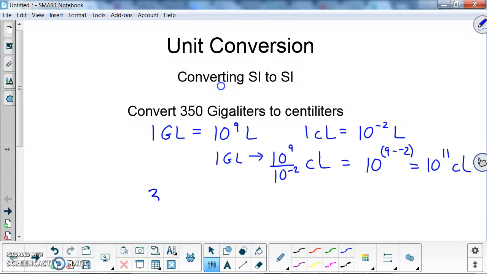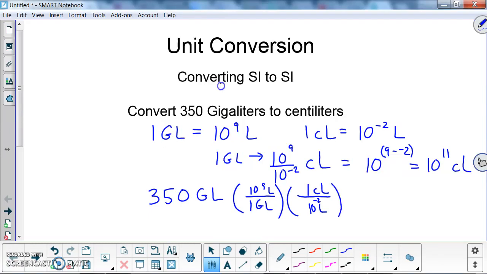And so if I wanted to convert 350 gigaliter, I can do that one of two ways. I can take two fractions. I can do 10 to the 9th liter over 1 gigaliter, and then I can cancel out liters, and that is 10 to the negative 2 liters equals 1 centiliter, because that's my desired unit right here, centiliter. And that 10 to the 9th divided by 10 to the negative 2 will get me 350 times 10 to the 11th power. That's what we found right here.